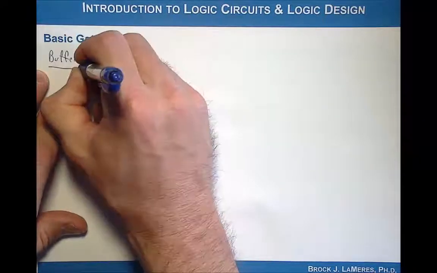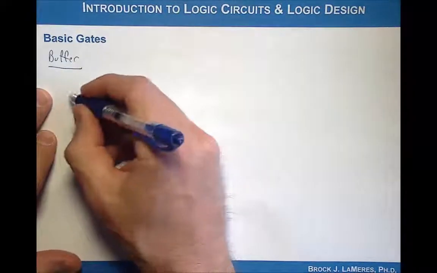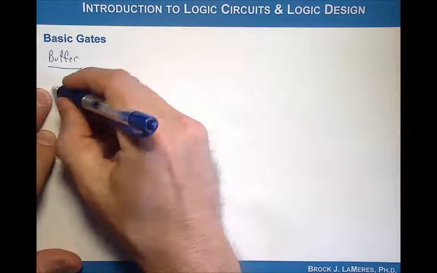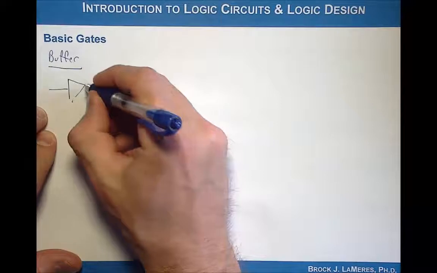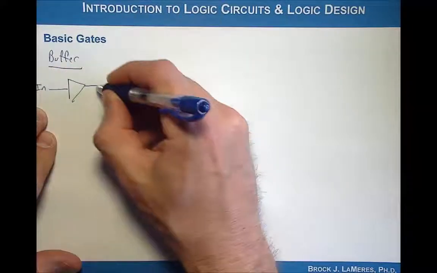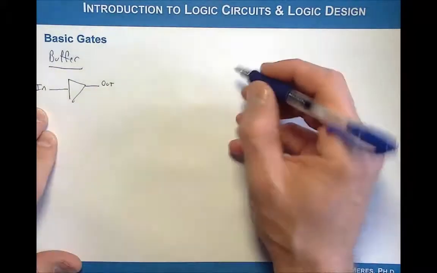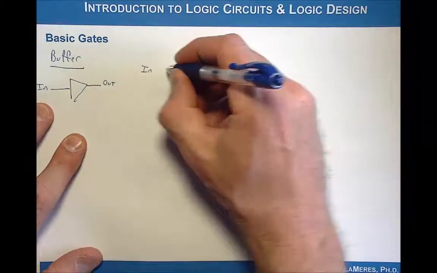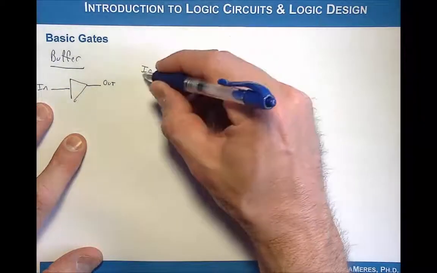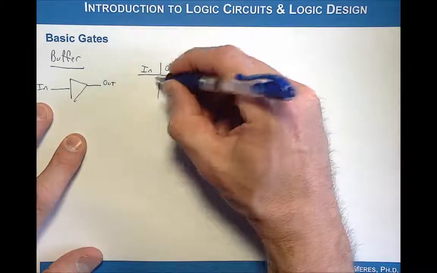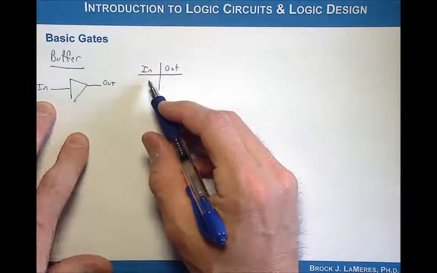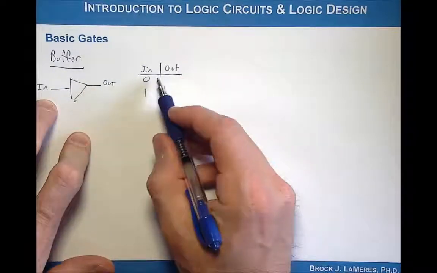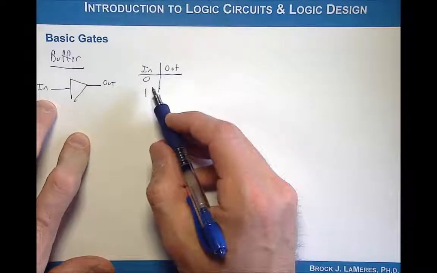And the buffer has a symbol which looks like this, just a simple triangle, with the input on the left and output on the right. If we describe the functionality of this using a truth table, we would have the input and the output, and we list all possible values for the input. In this situation, it's one input variable, so it can only take on 0 and 1. We could have solved that by saying 2 to the n, or 2 to the 1, is equal to 2.